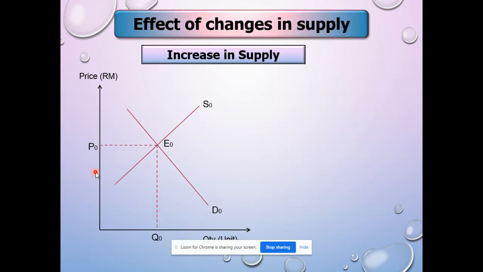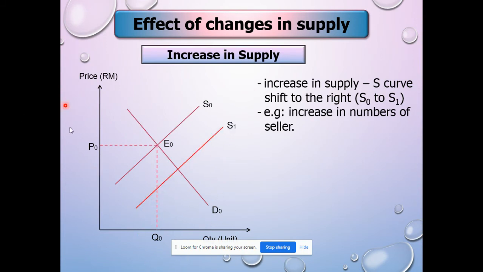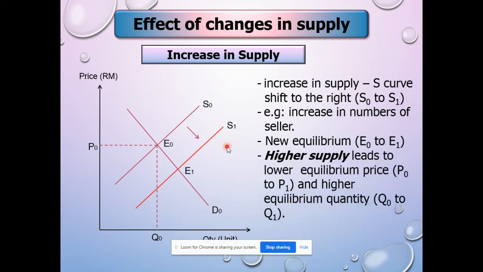Now we move to increase in supply. Now we refer to the effect of changes in supply. So when supply increases, the supply curve will shift to the right from S0 to S1. What other factors? Example, increase in number of sellers. So supply will increase to the right from S0 to S1. Now equilibrium is at E1. So higher supply will lead to decrease in price and Q0 will increase to Q1.